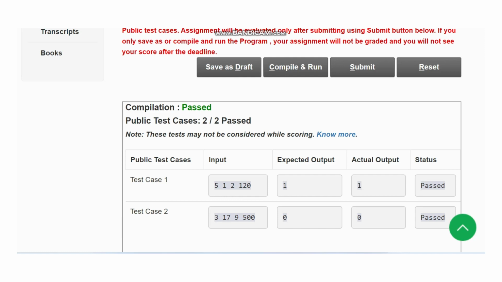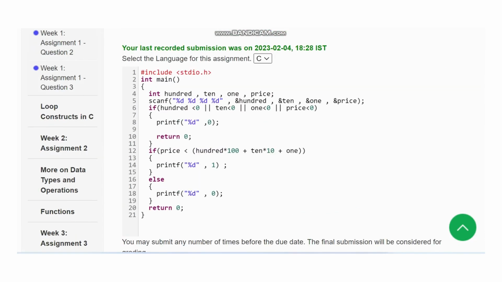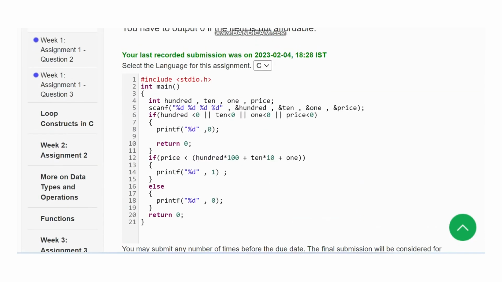I get the actual output also as 1, so the status of the test case is passed. And in the next test case, I have 3 100 rupee notes, 17 10 rupee notes and 9 1 rupee notes. Then the total is 326 rupees. But my product cost is greater than the amount I have. That means it is not affordable. That's why the expected output is 0 and the actual output is also 0. This is the first assignment solution for the given problem statement. The program is successfully executed.